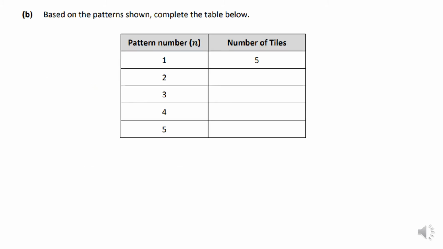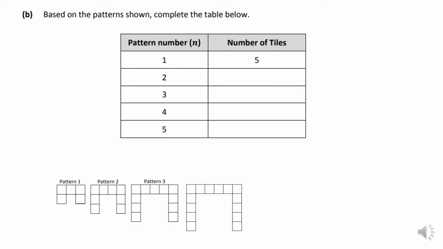Okay, part B says, based on the pattern shown, complete the table below. So I'm just going to add in the patterns, the 3 that were given initially and our answer for pattern 4. And we have to complete this table. So we have the pattern number n, which is 1, 2, 3, 4, 5, and we have number of tiles. So they've done the first one for us. They've counted 1, 2, 3, 4, 5. Okay, and we just have to fill in. For pattern 2, we have 1, 2, 3, 4, 5, 6, 7, 8. So we'll fill that in there. Pattern 3, 1, 2, 3, 4, 5, 6, 7, 8, 9, 10, 11.